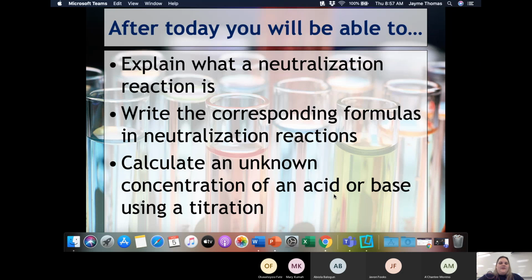You will be given a solution that may be an acid, and they'll tell you its concentration and the volume that you used. Then they'll tell you how much volume of maybe the base you used, and you'll have to solve for the unknown concentration. You can do that in a few steps using our concentration equations and the mole ratio in your balanced equation for the reaction.